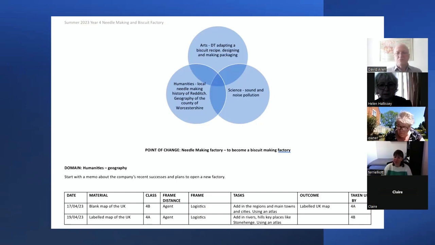Porto team were looking at this and trying to fill it in, and there was a certain confusion to begin with, I think. They cleared it up. There was a confusion between what's the difference then between frame and frame distance. Frame is really the role that the young people take.